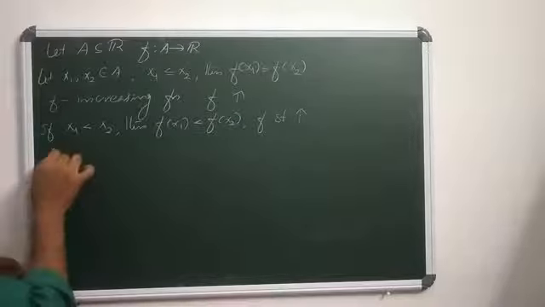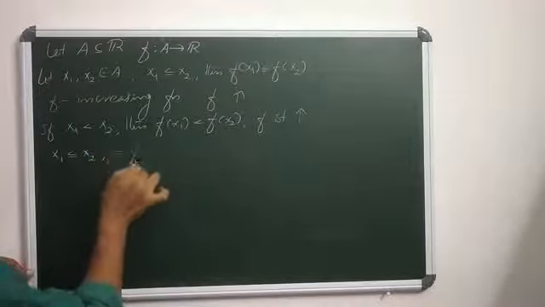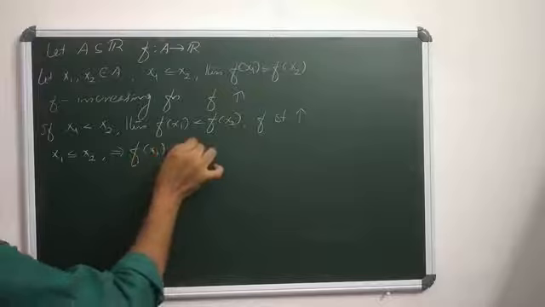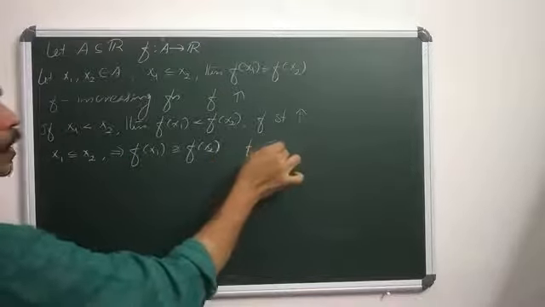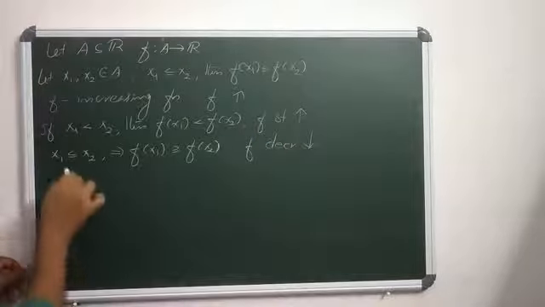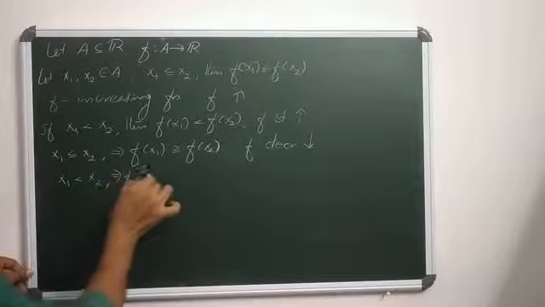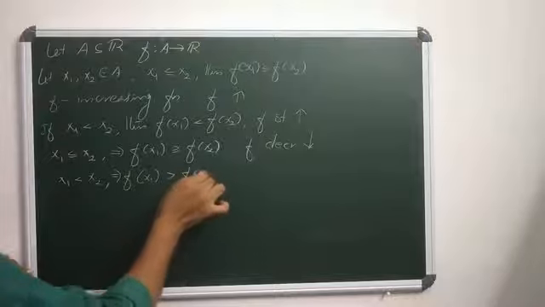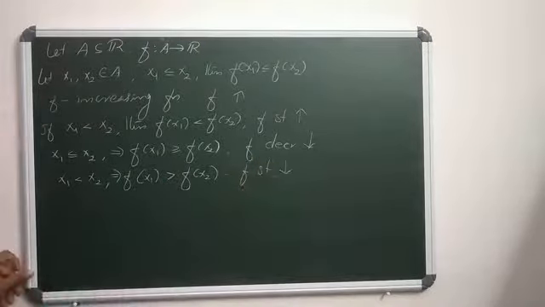Also, when x1 is less than or equal to x2, if this implies f of x1 is greater than or equal to f of x2, then f is a decreasing function. If x1 is strictly less than x2 implies f of x1 is strictly greater than f of x2, then f is a strictly decreasing function. So these are increasing and decreasing functions.